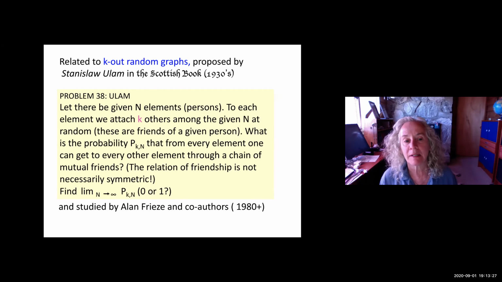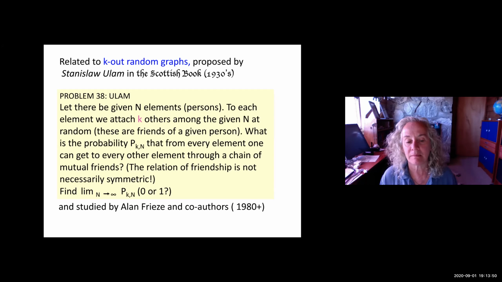Let there be given n elements. This is a translation of what he wrote: persons. To each element, we attach k others among the given n at random. These are the friends of the given person. What is the probability that from every element, one can get to every other element through a chain of mutual friends? And here they're assuming a directed graph.